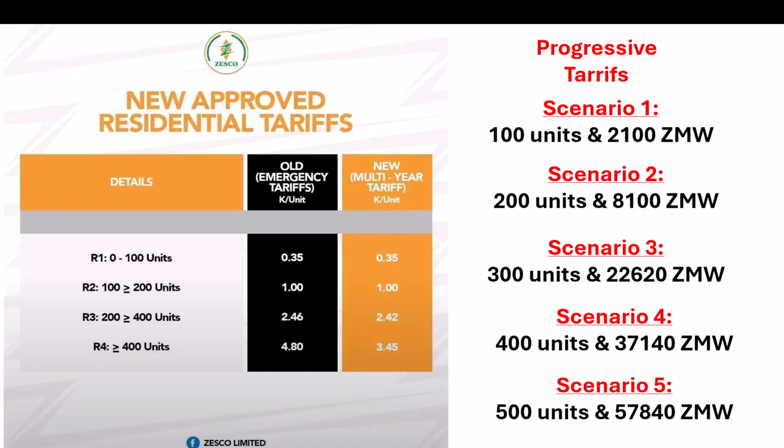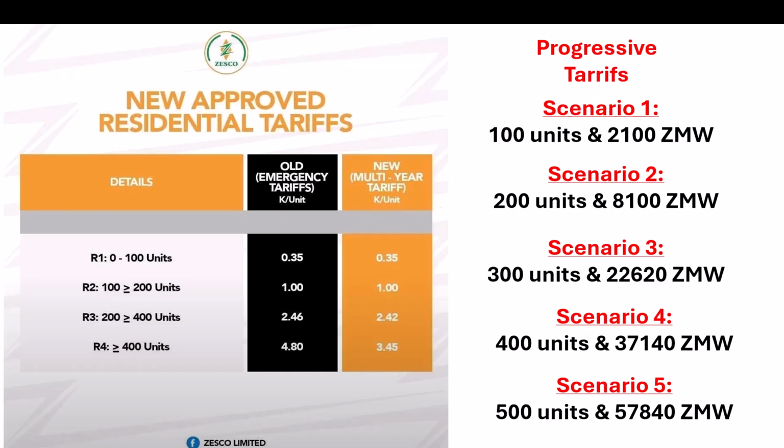Scenario 3, 22,620 Zambian kwacha. Scenario 4, 37,140 Zambian kwacha. And scenario 5, which is 500 units per month, but projected or forecasted for 5 years, gave us 57,840. So ideally, today, in the last part, which is part 3, we look at the other scenarios, that is scenario 6, 7, 8, 9, and 10.